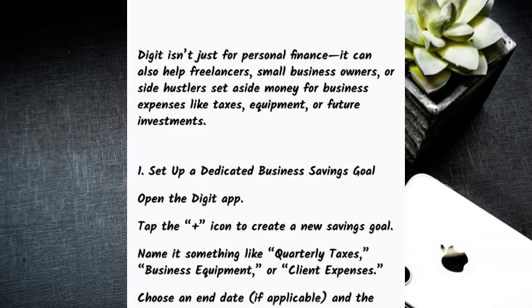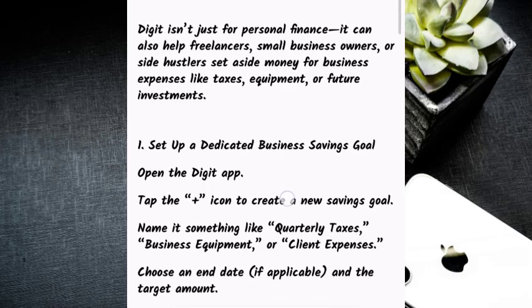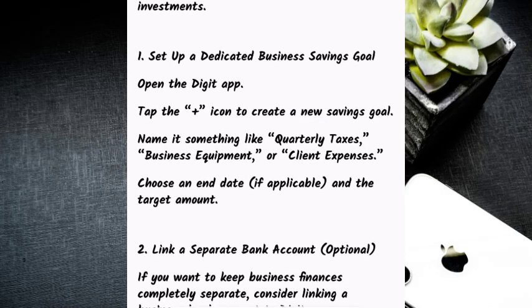So first, set up a dedicated business savings goal. Open the Digit app, tap the plus icon to create a new savings goal. Name it something like quarterly taxes, business equipment, or just client expenses. Next, choose an end date, if applicable, of course, and you're going to need to set the target amount.